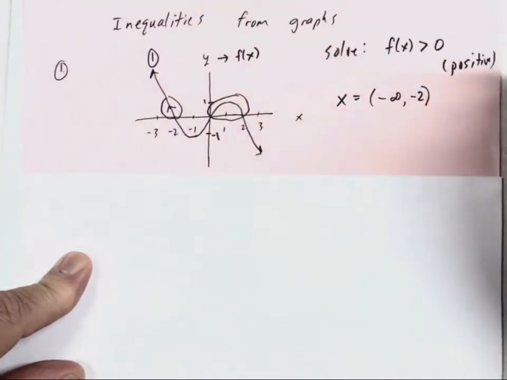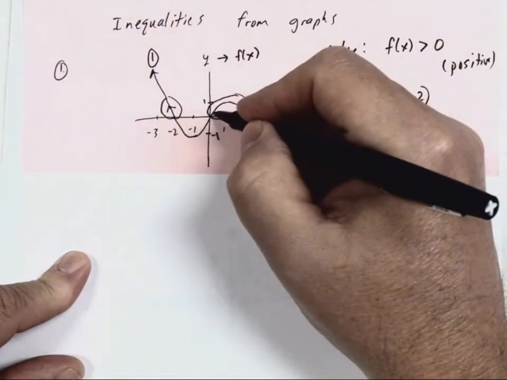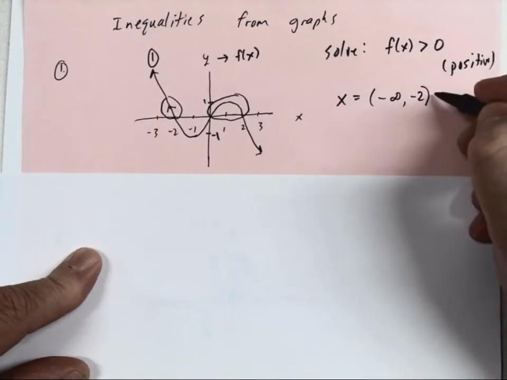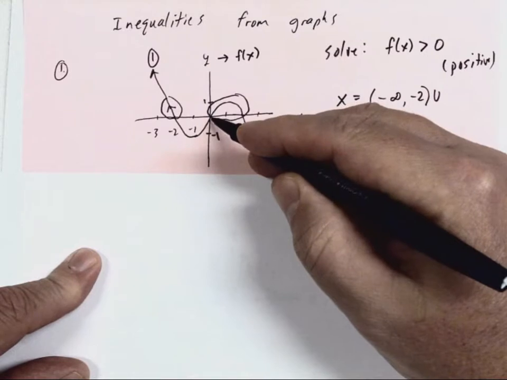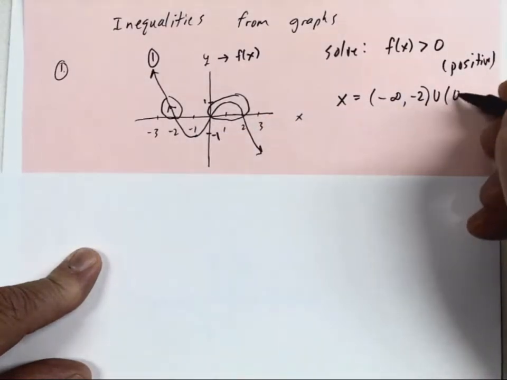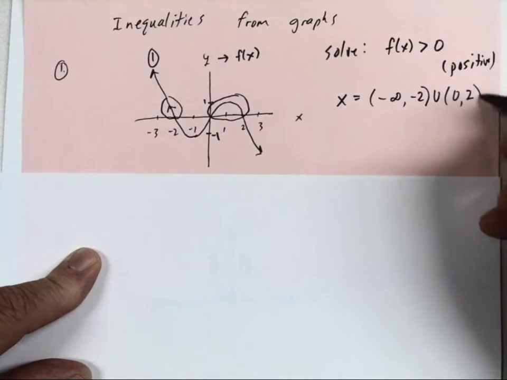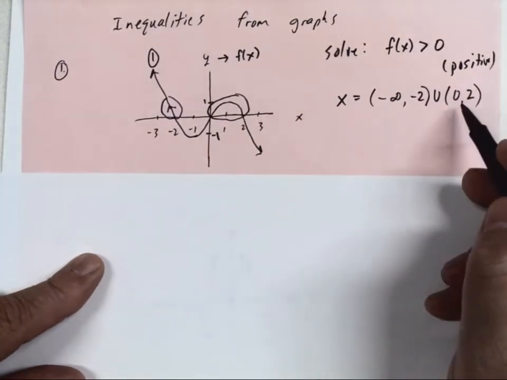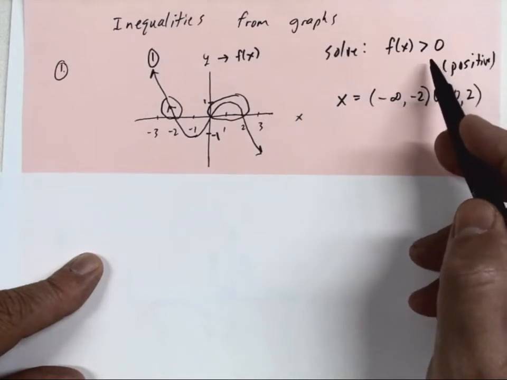So this, I can think of like the first region where the function is positive. This is the second region where the function is positive. So I'm going to union it. It goes positive when x is 0, and it stays positive until x gets to 2. So this is the solution to the question of where is the function positive.